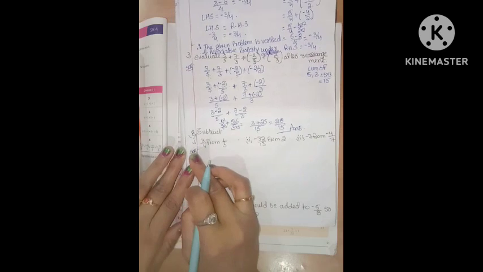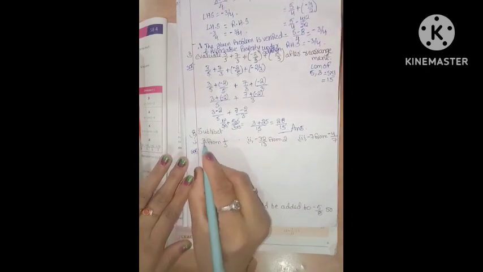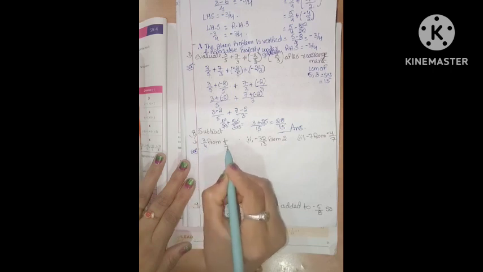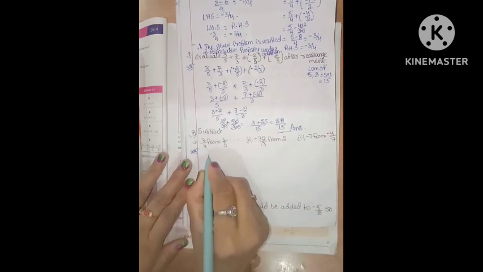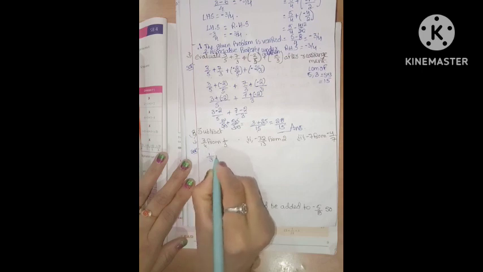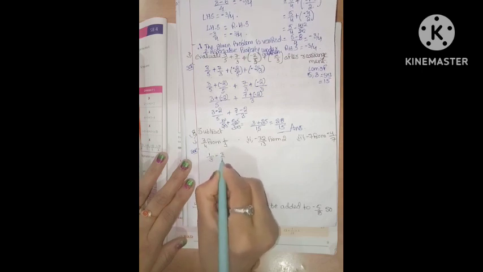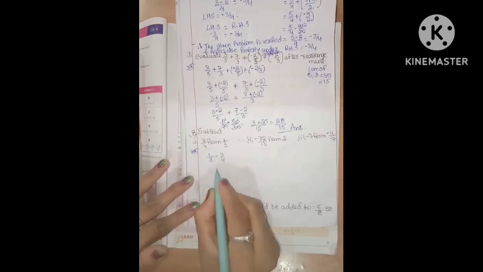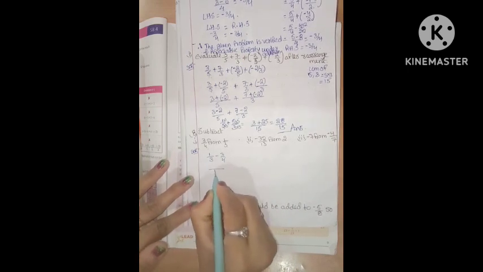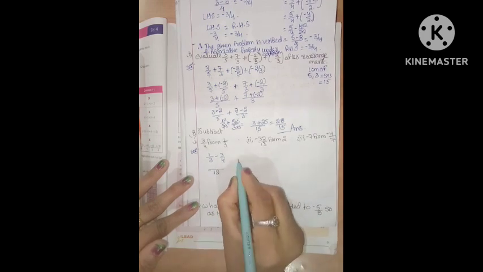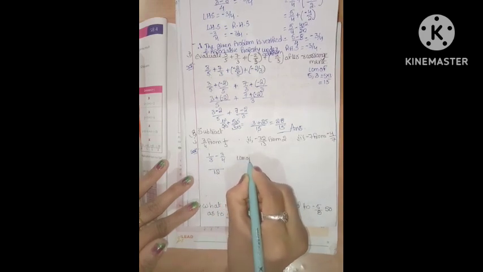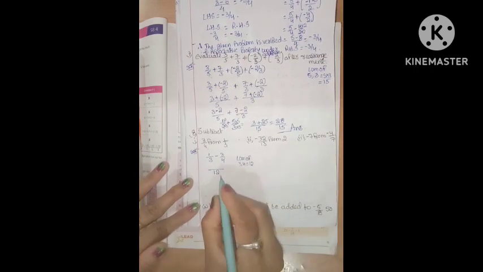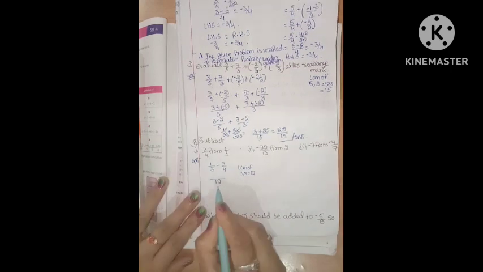First, the solution for this first problem. Subtracting 3 by 4 from 1 by 3. So, the solution is 1 by 3 minus 3 by 4. Take the LCM of these two terms. LCM of 3 comma 4 is 12. 12.